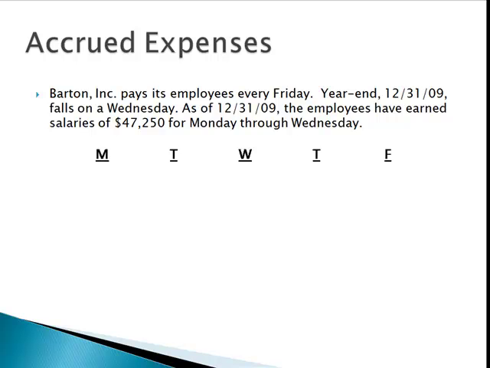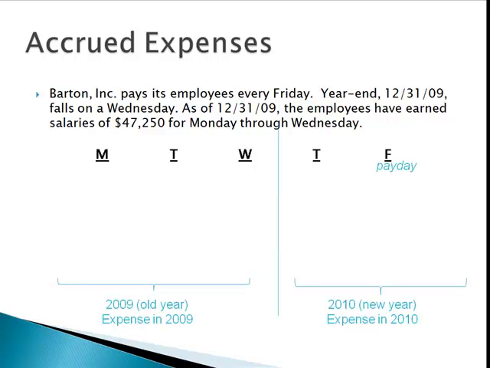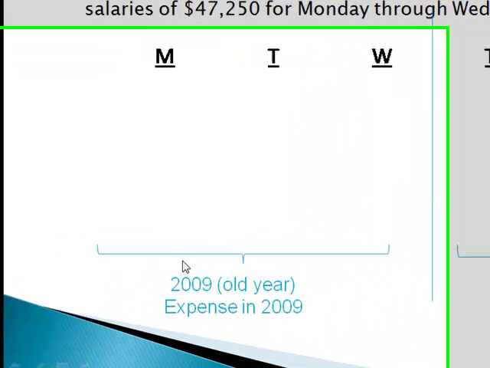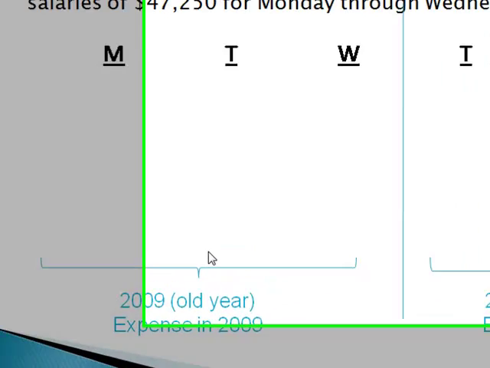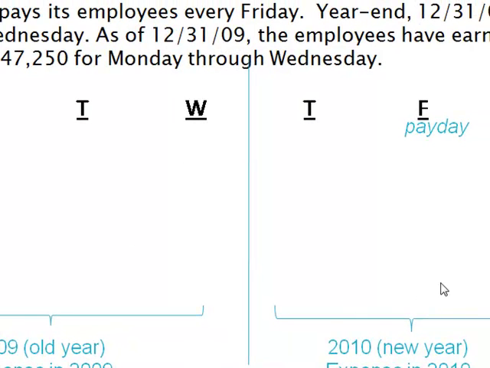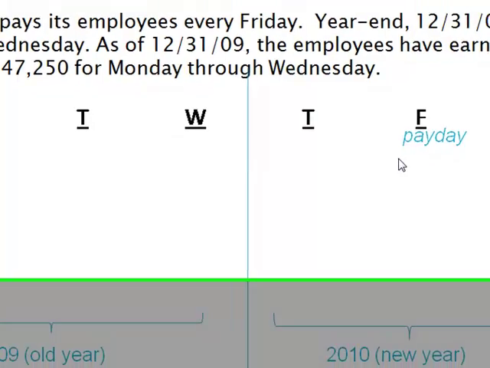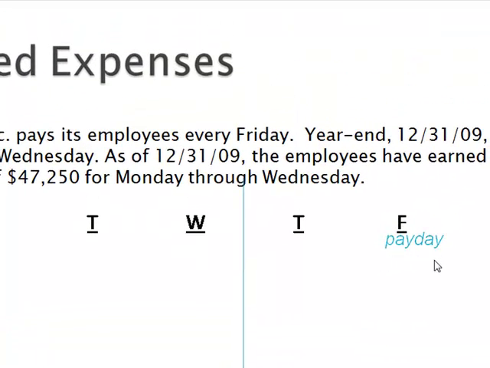Okay, so what I like to do for all these payroll transactions is I set up a little Monday through Friday calendar, and I indicate where the year end occurred. Well, here it occurred after Wednesday. So in 2009, the old year, we need to expense out 3 days of payroll. In 2010, the new year, we'll expense out 2 days of payroll, even though the employees will get the full 5 days on Friday. So payday, employees do not know the difference. This is an internal transaction. Nothing really happened here. We just need to record 3 days of actual payroll expense.